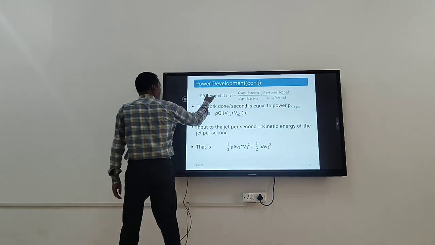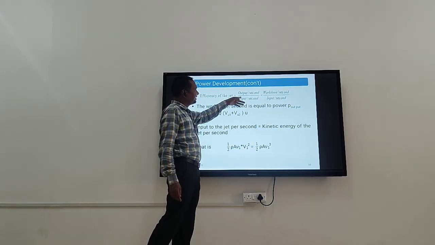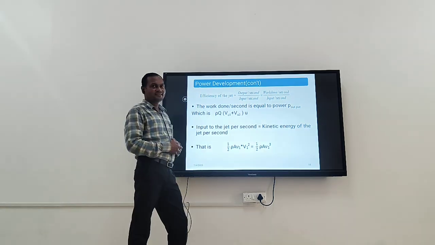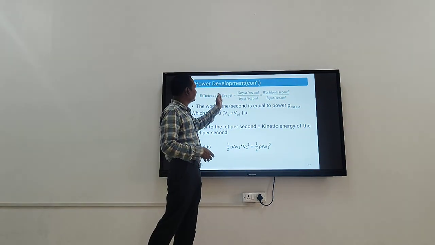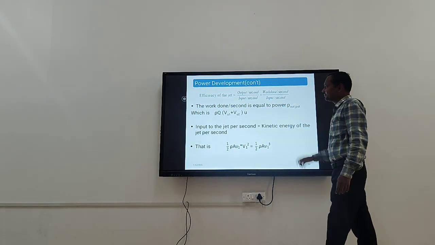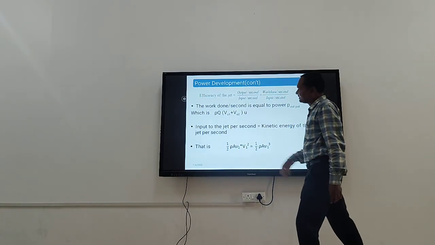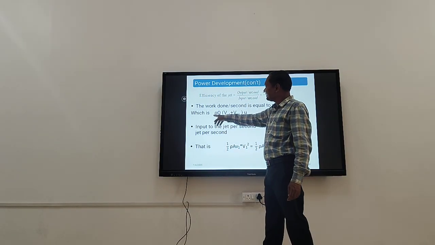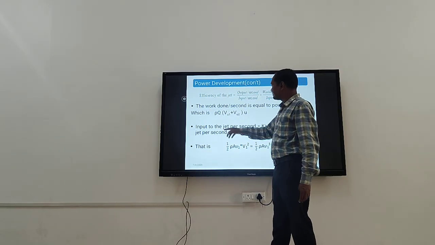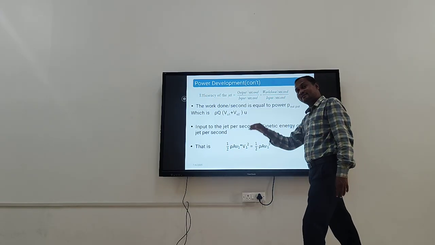Now come to the efficiency of your jet. The efficiency of the jet is defined by output per second divided by input per second. Whatever the actual efficiency is, it is given as output by input. So the efficiency of your jet is given by work done per second divided by input per second. Work done per second is equal to the power output of the jet, which we have already derived as rho Q (VU1 plus VU2) all multiplied by U. So what is the input to the jet per second? Input is your kinetic energy, isn't it?